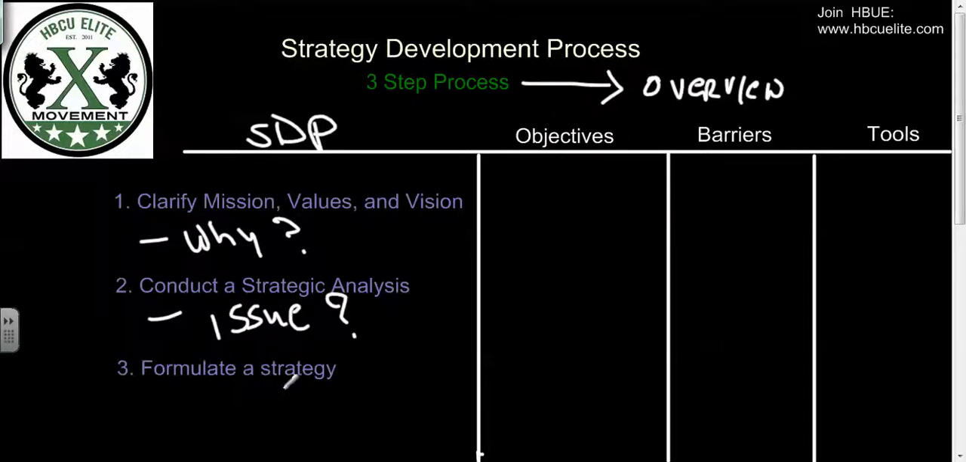Next, you have to formulate a strategy, and that strategy is purely based on one simple premise: how do you best compete? Just that simple. How do you best compete? Now, within the three steps of the SDP, you're going to have your objectives, things that you have to achieve, your barriers, things that can actually impede your success, the likely or desired state outcome that you want to achieve, and the tools you're going to use to help you achieve your objectives.